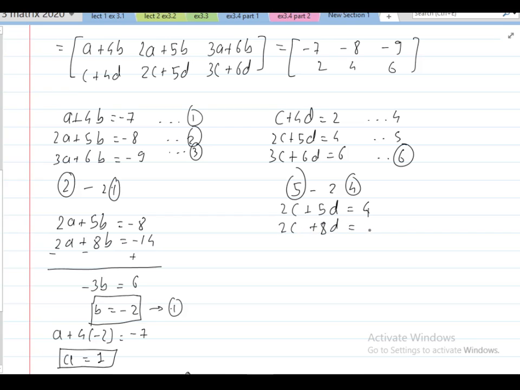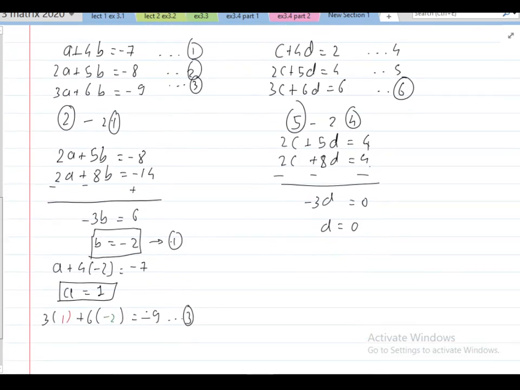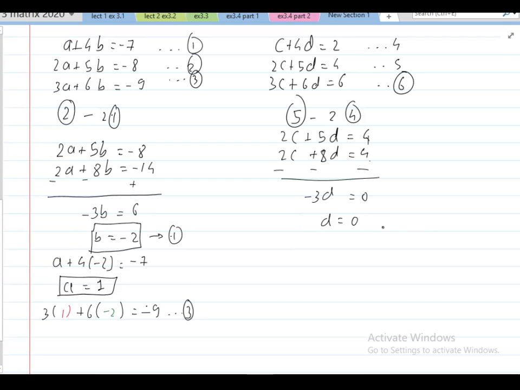Okay, so first of all let's write down equation number 5. 8D is equal to 4. So 2C and 2C will cancel out. We will get minus 3D is equal to 0. D is equal to 0. Okay. Equation number 4, substitute. So we'll get C is equal to 2.